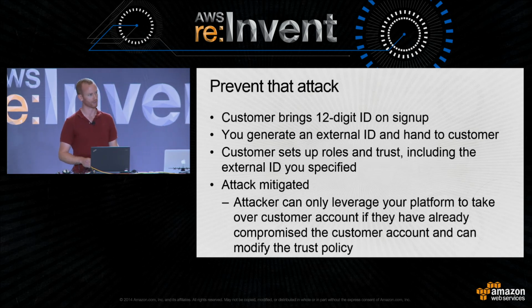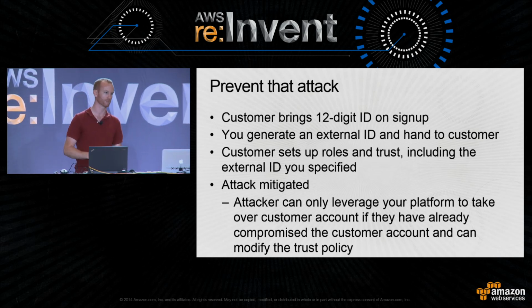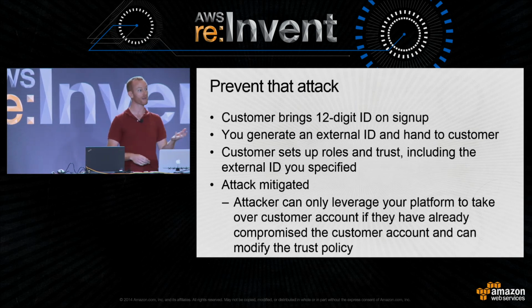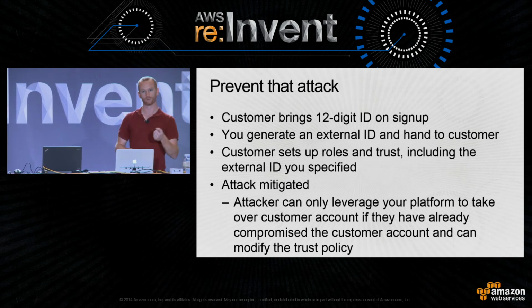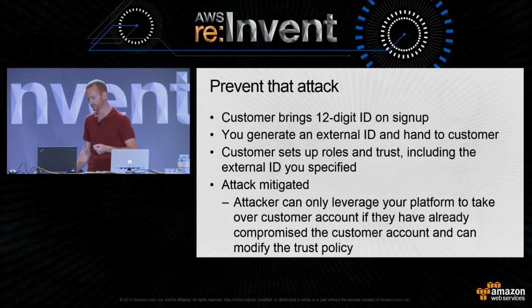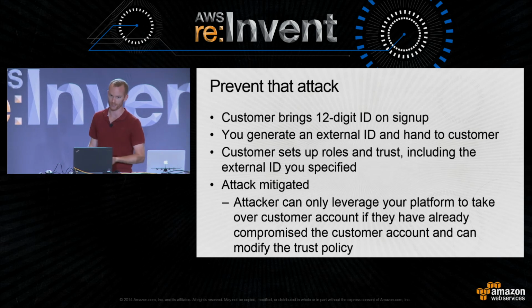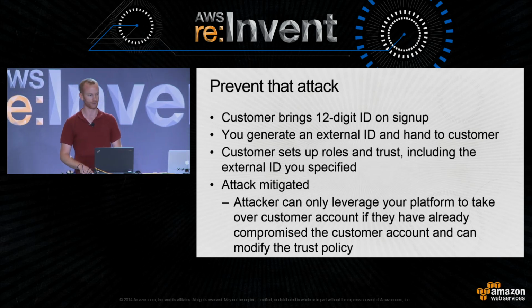The attacker comes along, let's go through that same scenario. The attacker signs up for the service and pastes in the wrong 12-digit account ID. We generate a brand new, unique external ID. Now when we call assume role to try to get into that other account that they're not supposed to have access to, we use the wrong external ID. Amazon says, no, you don't have access to do this. That's how this works to prevent the attack.